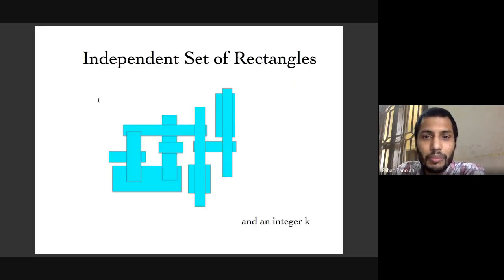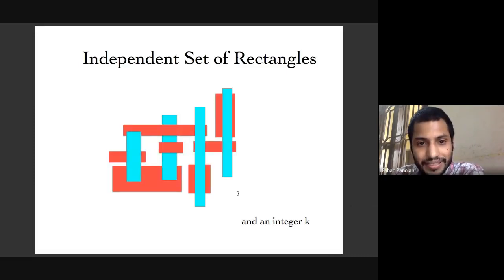So what is this problem? Independent set of rectangles. We are given a set of rectangles. They are axis parallel and may not be of uniform size. We are also given an integer k, and we want to find the maximum set of rectangles that are pairwise non-overlapping. For example, these red rectangles are non-overlapping.